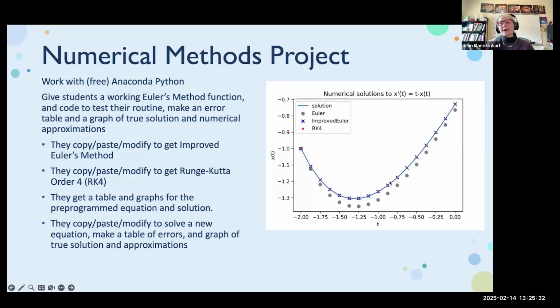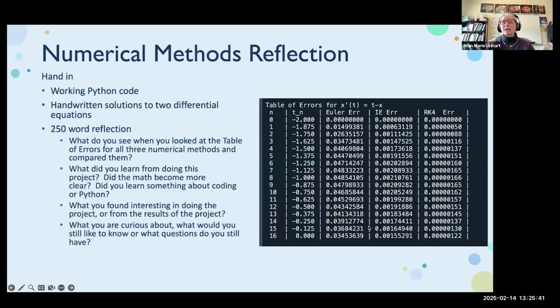What I don't love about the graph, and will never love, is that improved Euler and RK4 are always on top of the true solution. Those are both really excellent methods. Now, when you look at a table of the errors.